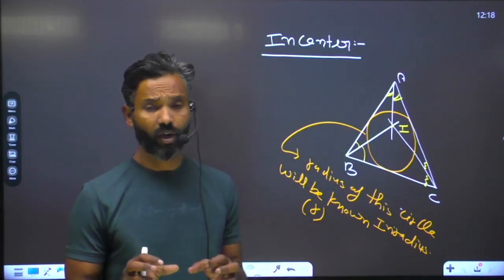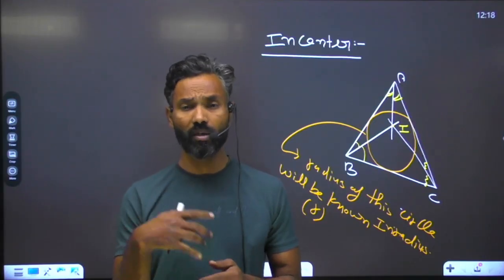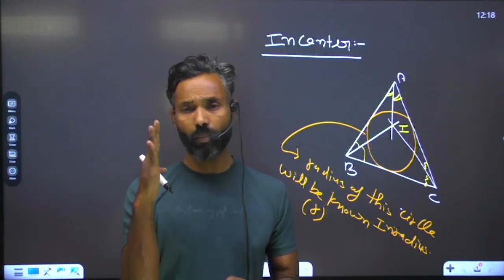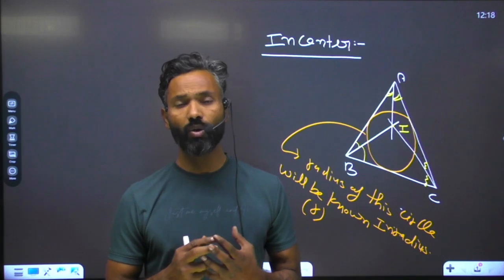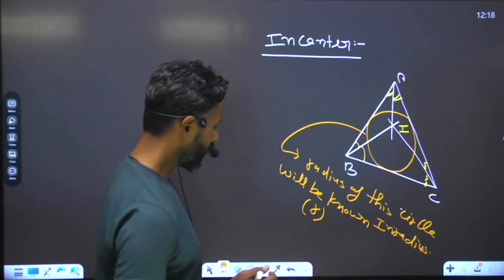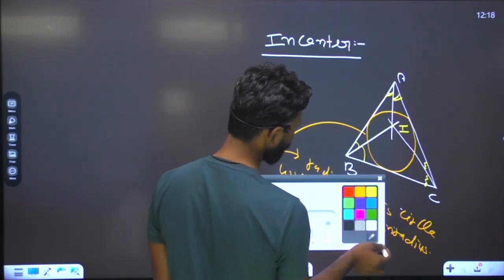Now we will discuss the properties of this. There is one more definition of the incenter. As with the circumcenter, we discussed a point which is equidistant from each vertex of the triangle, that is known as the circumcenter. In the same way, what is the incenter? The incenter is also a point which is equidistant from each side of the triangle.